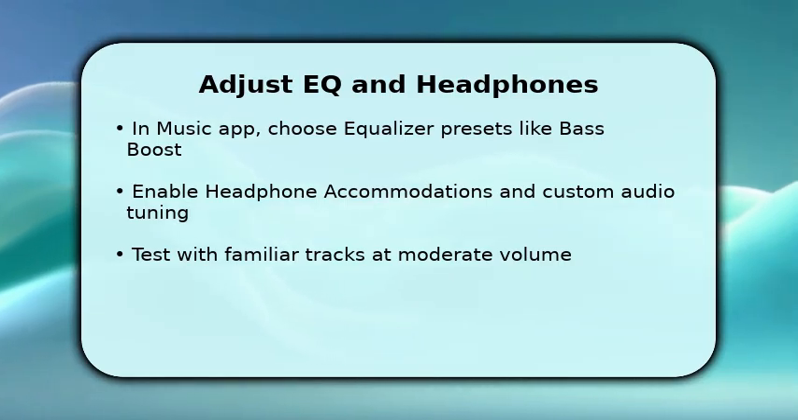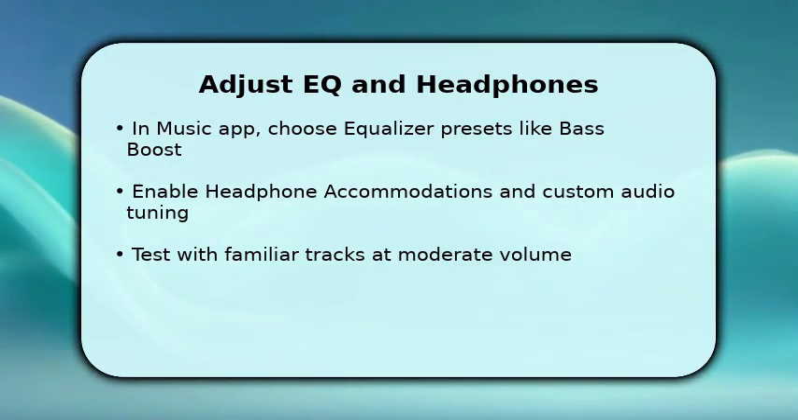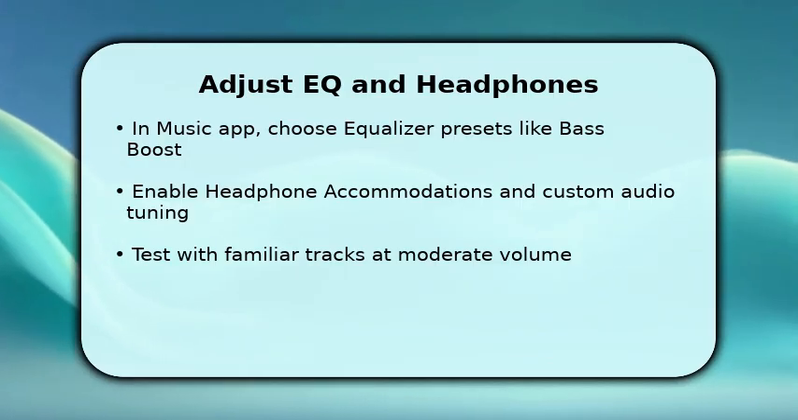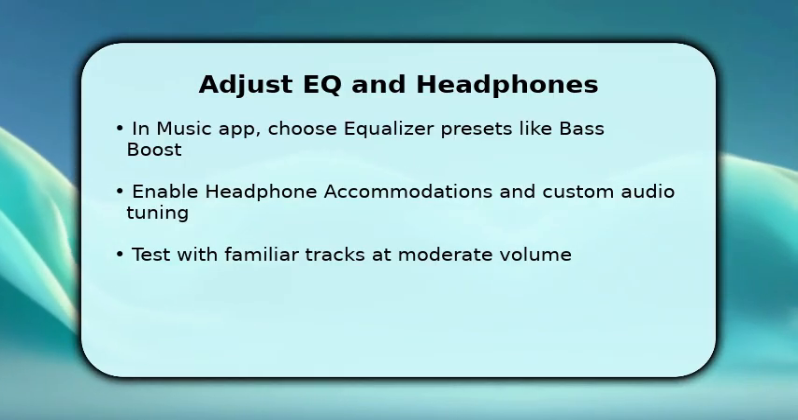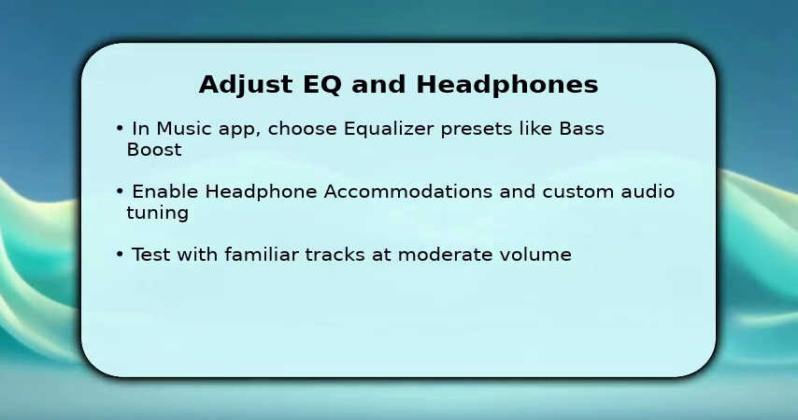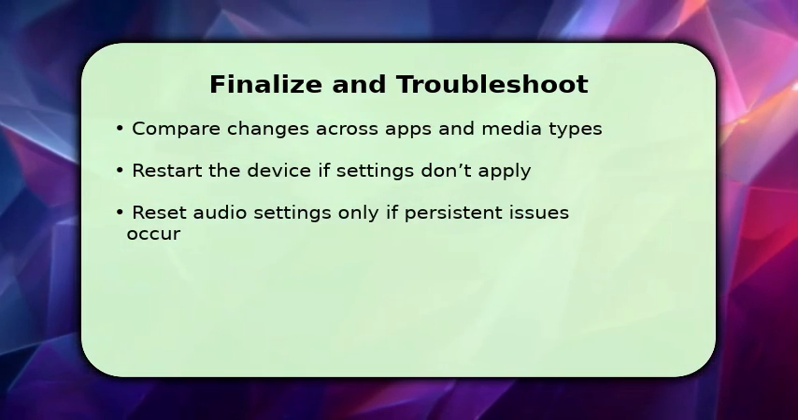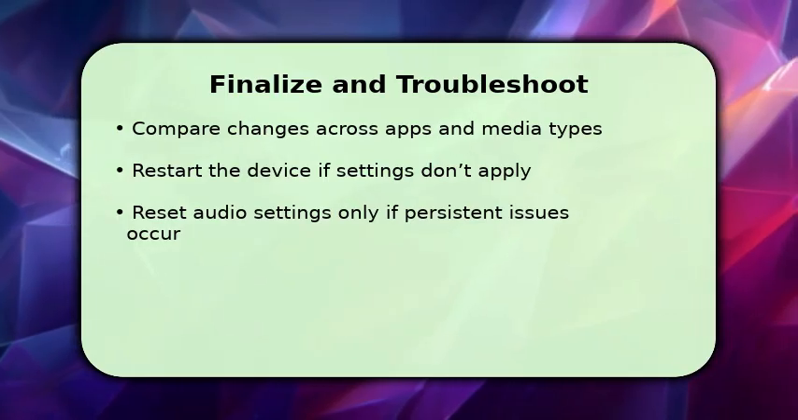For finer control, open Accessibility Audio/Visual Headphone Accommodations, turn it on, then customize using transparency or balance sliders and custom audio setup. Once done, play a familiar song and listen for clarity and punch. Make incremental changes rather than extreme jumps to avoid distortion. Finish by verifying your changes across apps and output devices.